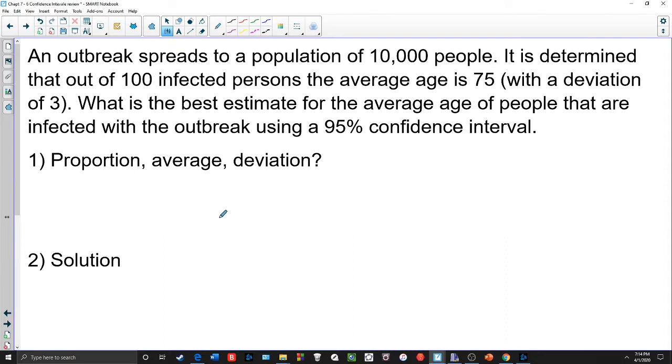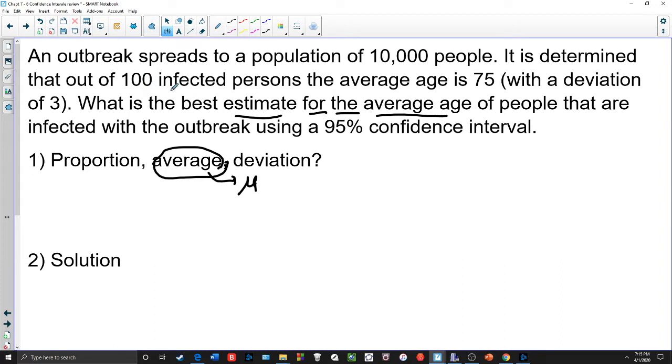So let's tackle the average one first here. It says we have an outbreak that spreads to a population of 100,000 people. And it says that out of 100 infected people, the average age is 75 with a deviation of 3. What's the best estimate for the average? So I know I'm going to be using either a z or a t, and I'm going to be testing the average. Usually the average we call a mu. So if we're testing the average, this is the variable that we use, the mu symbol. Now we have to figure out, okay, is this a t or a z?